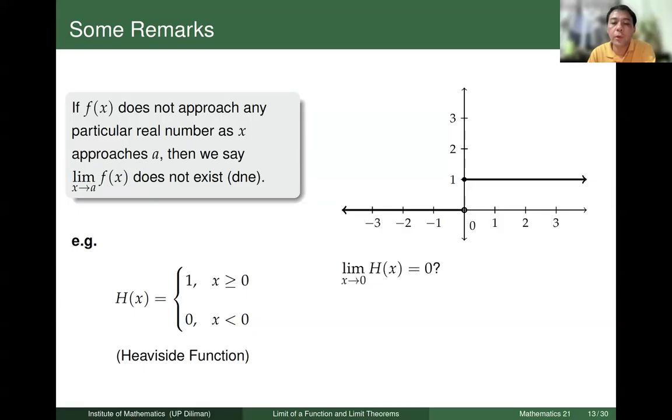Well, if you come from the left side, you approach the value 0. When you come from the right side, you approach the value 1. So what we say here is, is the limit 0? The answer is no, because it's different from the right side. Is the limit 1? Again, the answer is no, because it's not the same value from the left side. So we conclude here that the limit of h of x does not exist.